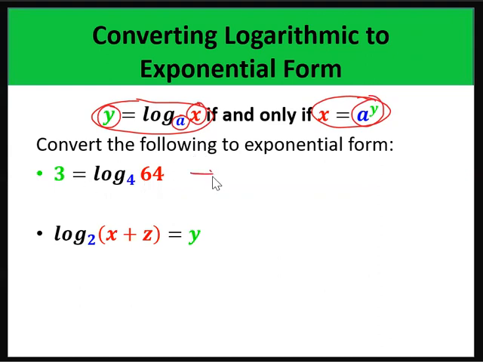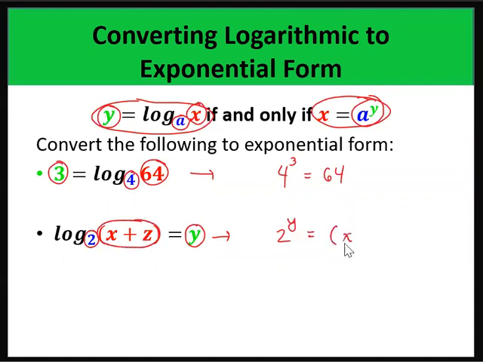So in here, to convert this to exponential form, we use the base, raise it to the value at the other side, and then equate it to the parameter, which is 64. For the second one, we use the base 2, we raise it to the value at the other side, and equate it to the parameter, which is x plus z. So this is how we convert the logarithmic to exponential form.